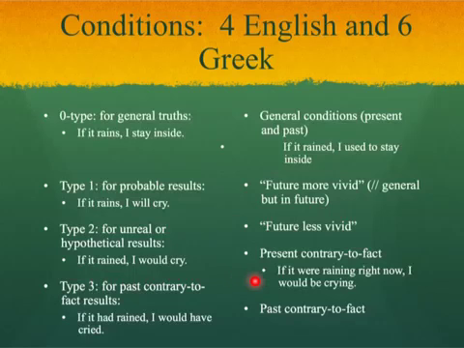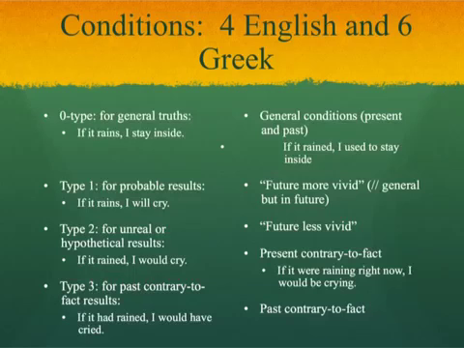A more precise way of doing that in English would be to use the formulation, if it were raining, I would be crying. And then you know for a fact that you're in a contrafactual situation. So we have a sharp distinction in Greek between the hypothetical, future less vivid, and the present contrafactual. And then you also have past contrafactuals. So if it had rained, I would have cried. And that corresponds to a past contrafactual in Greek.